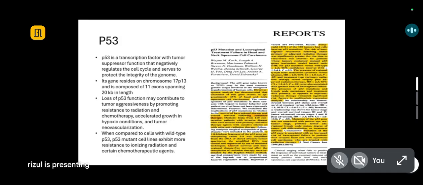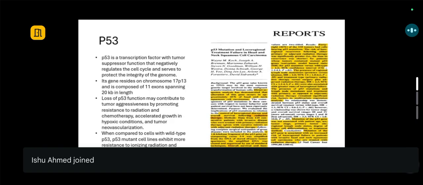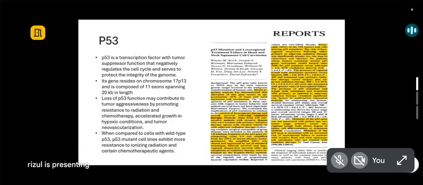That shows how P53 mutation and locoregional treatment failure in head and neck cancers are related to each other. In this study, direct sequence analysis demonstrated alteration of the gene occurring in approximately 45% of patients with head and neck cancers, and they examined how P53 mutation relates to the control of locoregional disease and overall survival following radiation therapy.